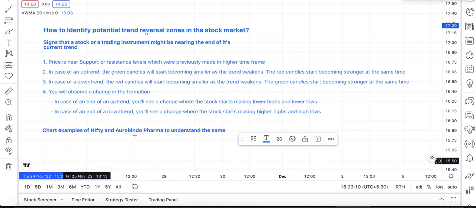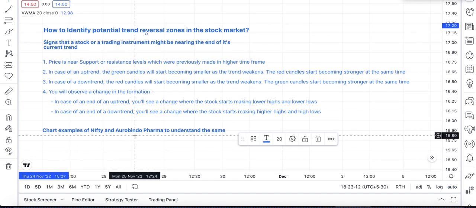The last and the foremost rule, which is extremely important, is that you have to wait for a change in the formation, the current formation of that particular script or stock.